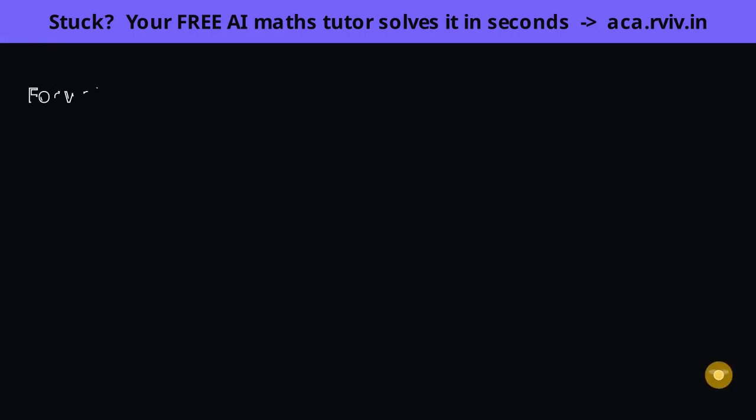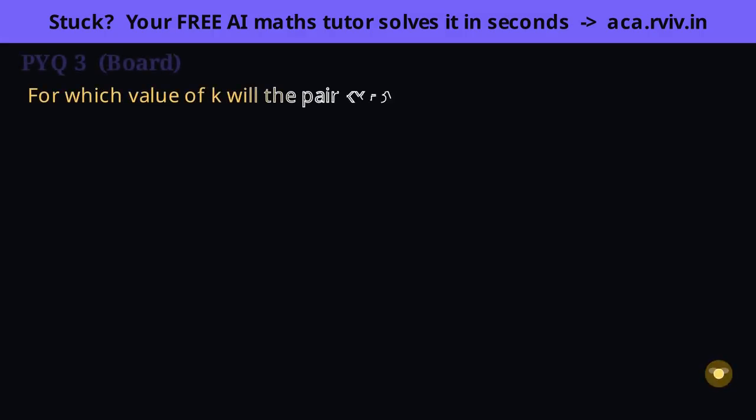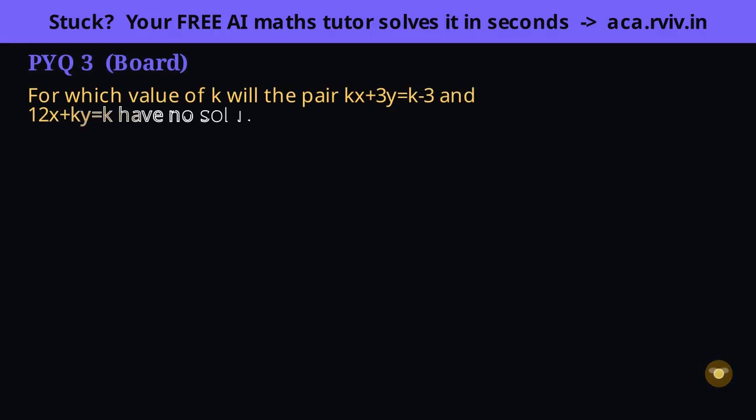No solution translates to parallel, which is a condition on the ratios. But there's a subtle trap waiting. The equality that gives parallel can also accidentally give coincident, so we must check the constant ratio at the end.